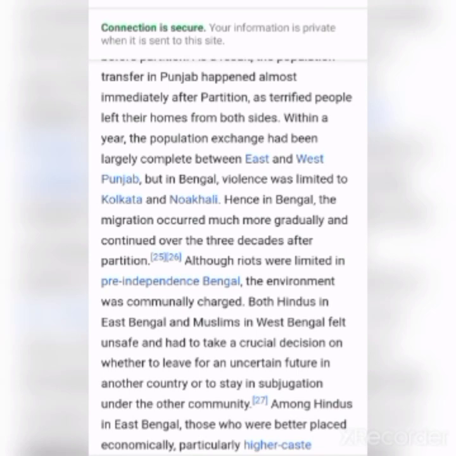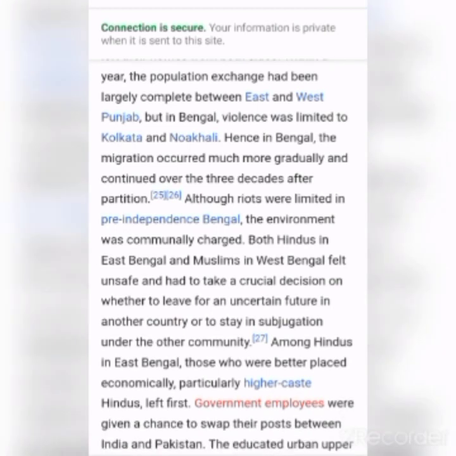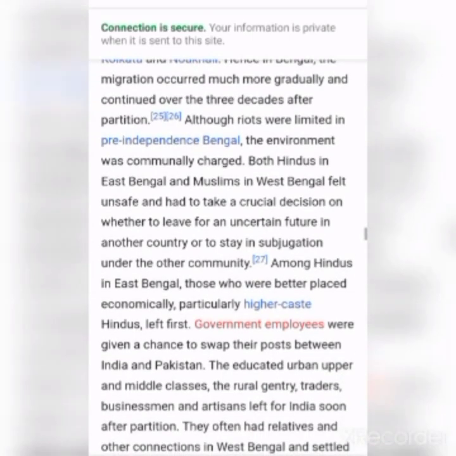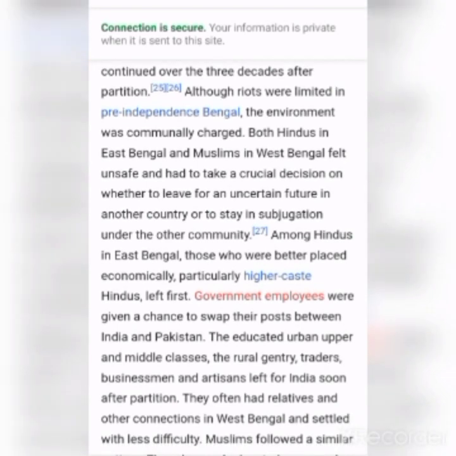three decades after partition. Although riots were limited in pre-independence Bengal, the environment was communally charged. Both Hindus in East Bengal and Muslims in West Bengal felt unsafe and had to take a crucial decision: either to live an uncertain future in another country or to stay in subjugation under the other community.